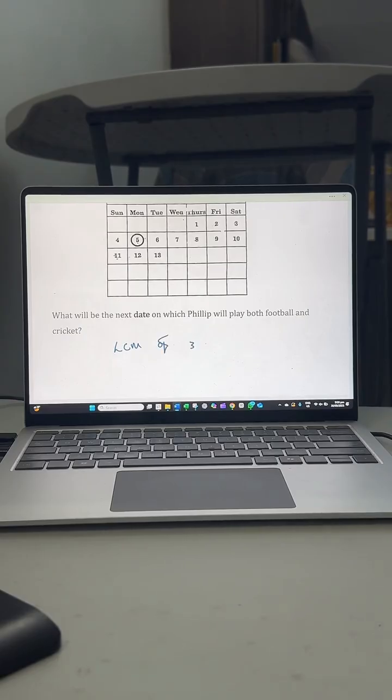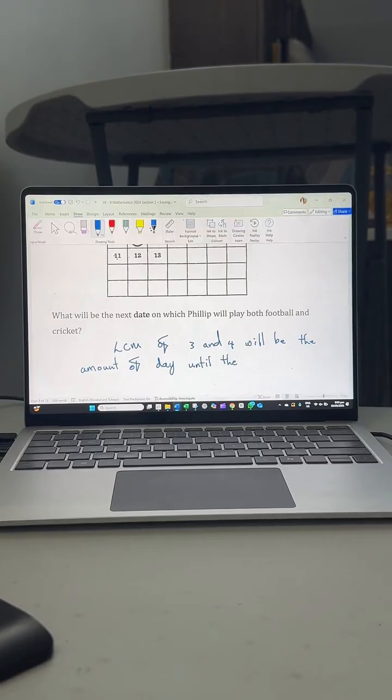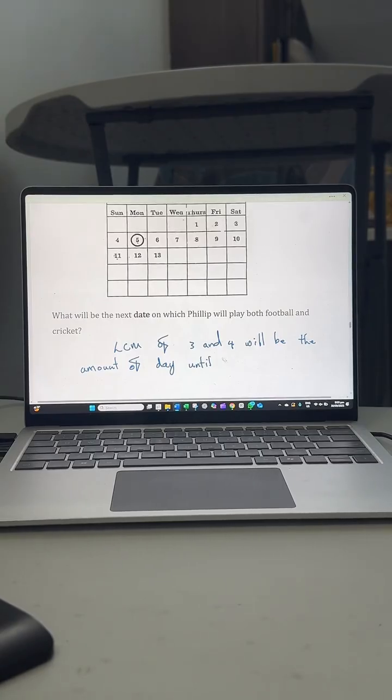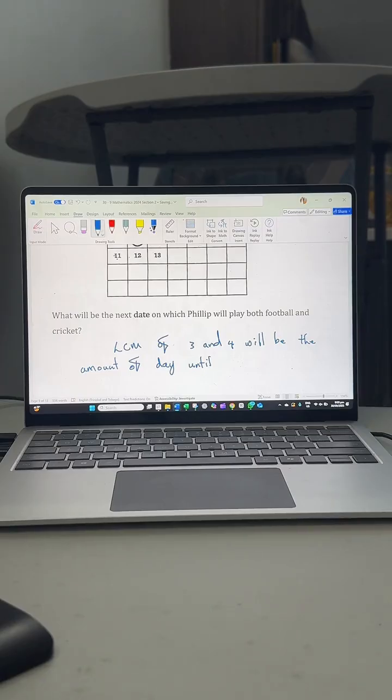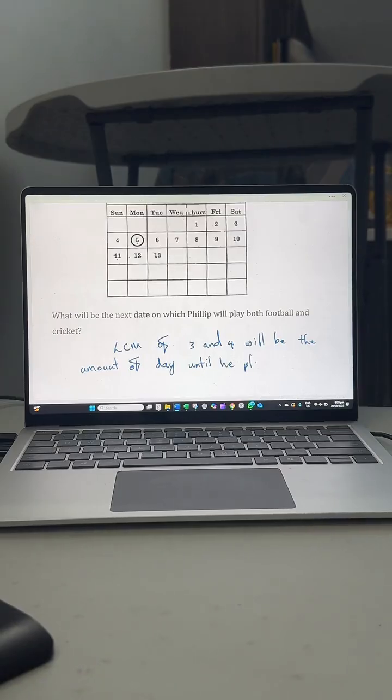of 3 and 4 will be the amount of days until he plays both sports again, right?